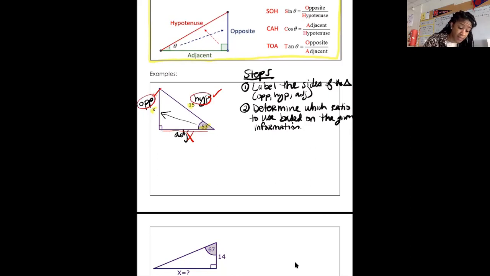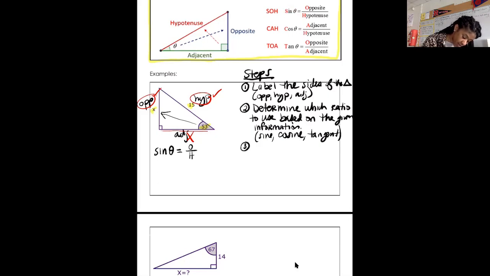Which formula has opposite and hypotenuse? Let me give you some options for the steps. To be specific, am I using sine, cosine, or tangent? Which one has opposite and hypotenuse? Opposite and hypotenuse is sine. So I'm using sine. The sine of my angle equals opposite over hypotenuse.